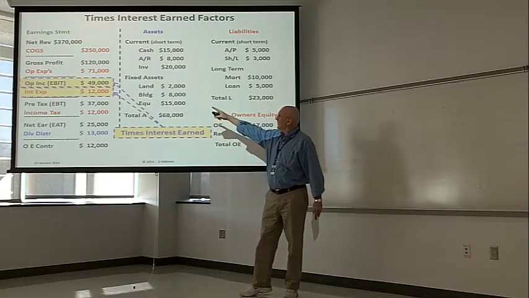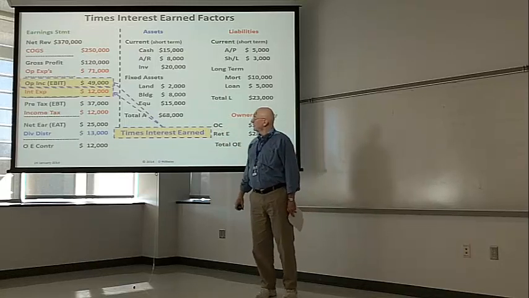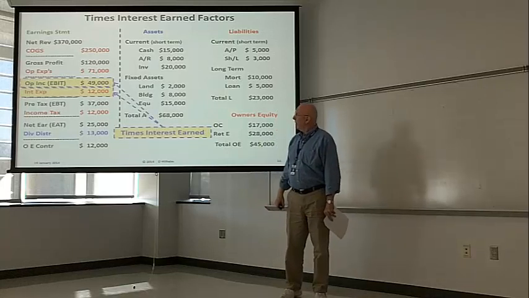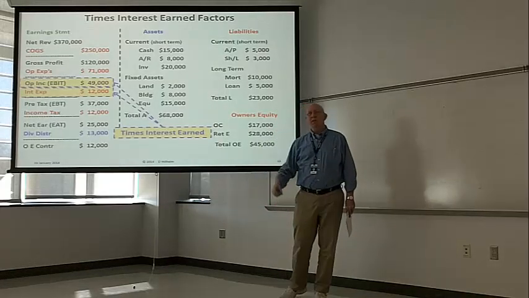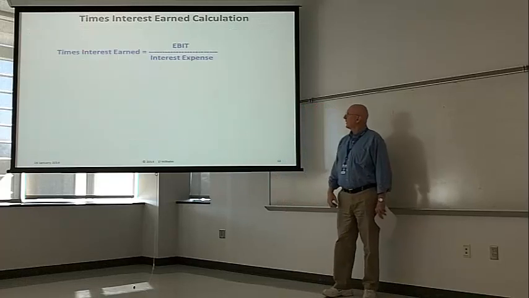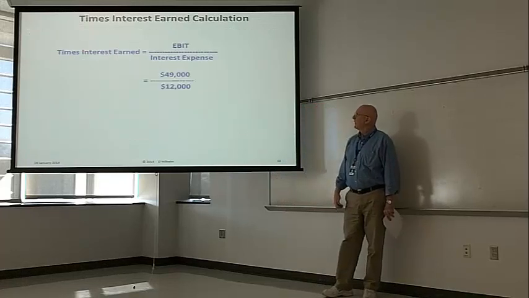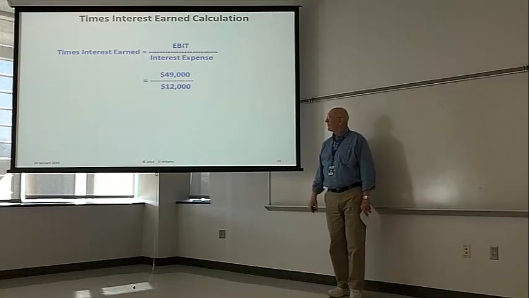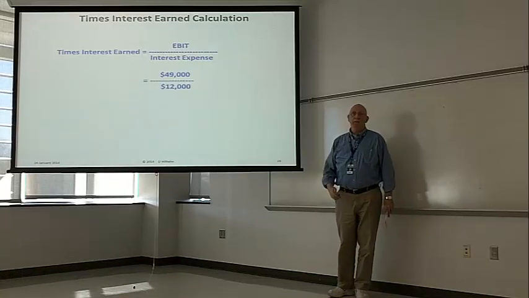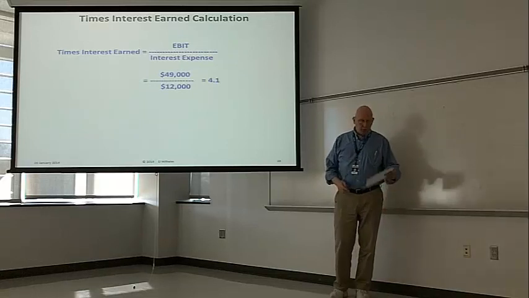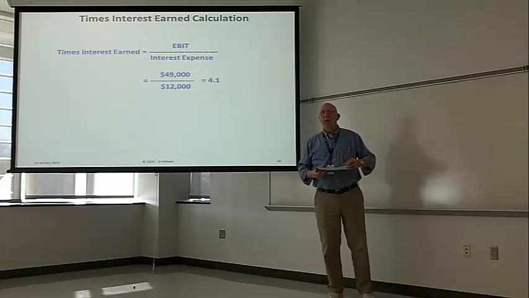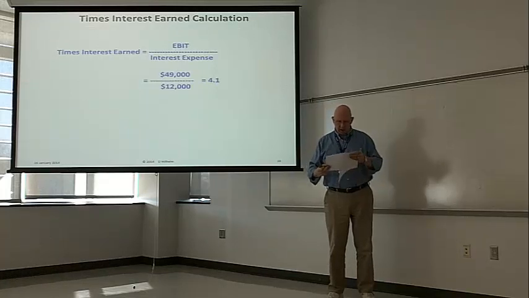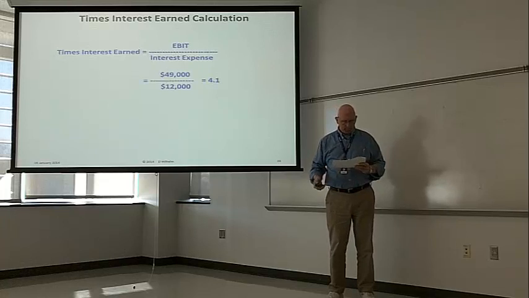Just intuitively here, we got 49,000 of earnings before interest and taxes and 12,000 of interest expense, so we're looking pretty good. Nevertheless, let's do the arithmetic. There's our 49,000 of earnings before interest and taxes, 12,000 interest, so we have it covered 4.1 times. That's probably a very good thing. We're not on the edge or anything.